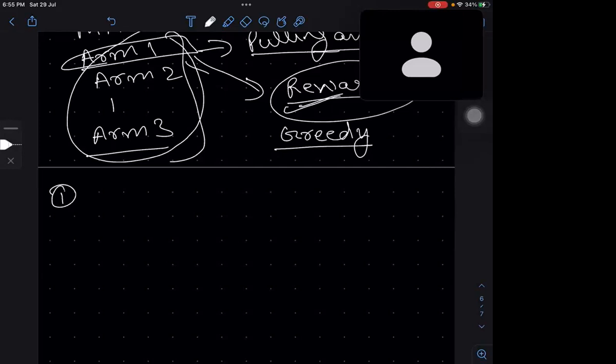What I mean is, even if we don't exploit, even if we keep on pulling the same arm or randomly pulling any of the arms, it doesn't matter. All are the same. If all the arms are giving equal reward, then it doesn't matter whichever arm you pull. Yes, yes.